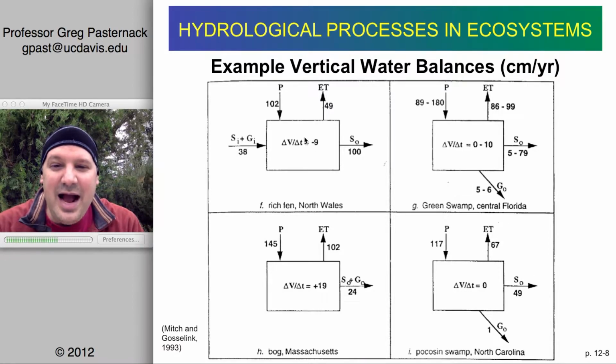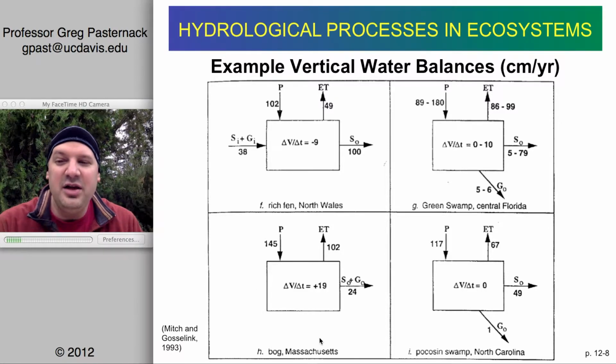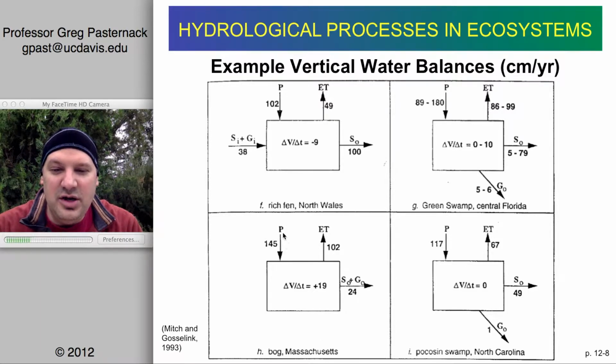So we can just make a black box, or black line, but that box is the wetland, and you have your precipitation in and evapotranspiration out, and then some surface flows and groundwater flows in and out. So let's start here. So a bog, remember, a bog is one that really has no inflows and no outflows. And so you can see here 145 units of precipitation in, 102 units going out. And that means that there's some vertical accumulation, water filling up the bog.